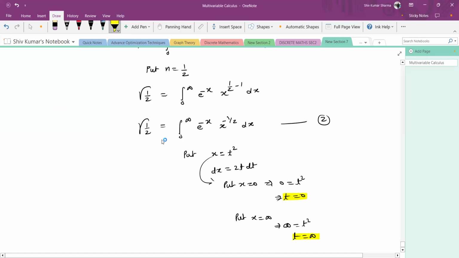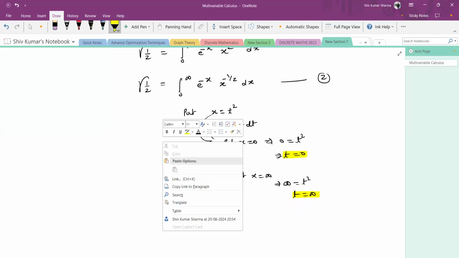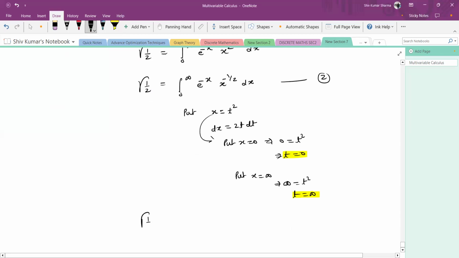Now we change this integral, that equation 2, into the form of t. So we write gamma 1 by 2 is equal to the integral, limits remain the same, of e raised to the power minus x. So we put this as e raised to the power minus t square, into this value x, we put x equal to t square, so t square raised to the power minus 1 by 2, into dx. The value of dx is 2t dt.